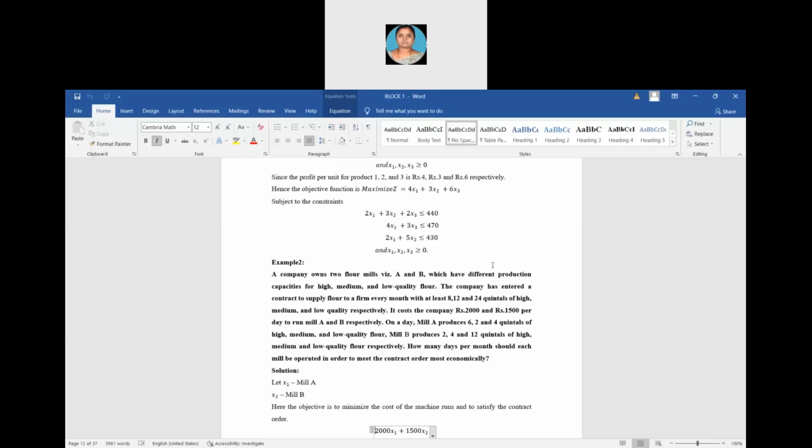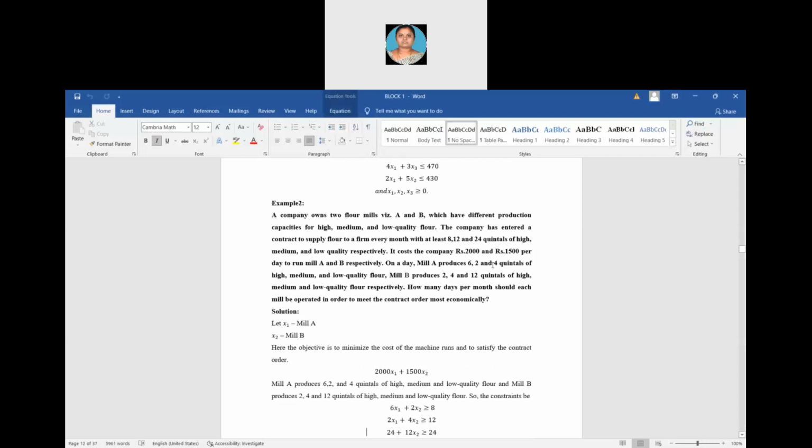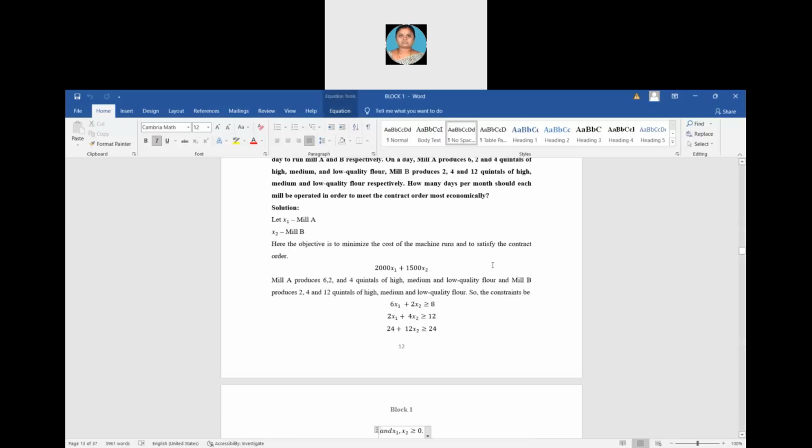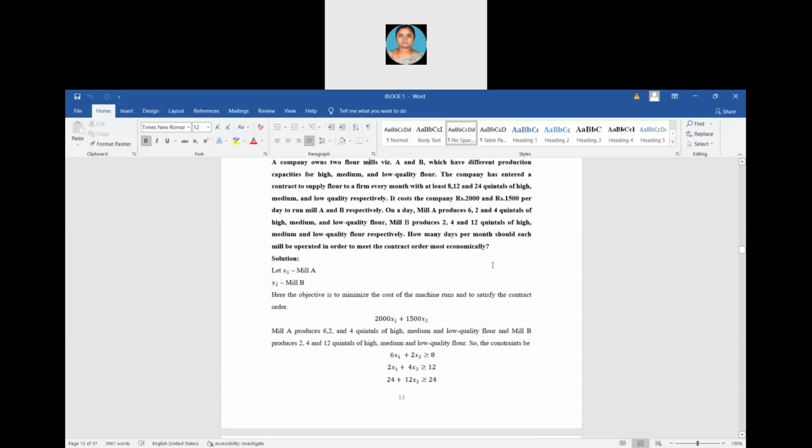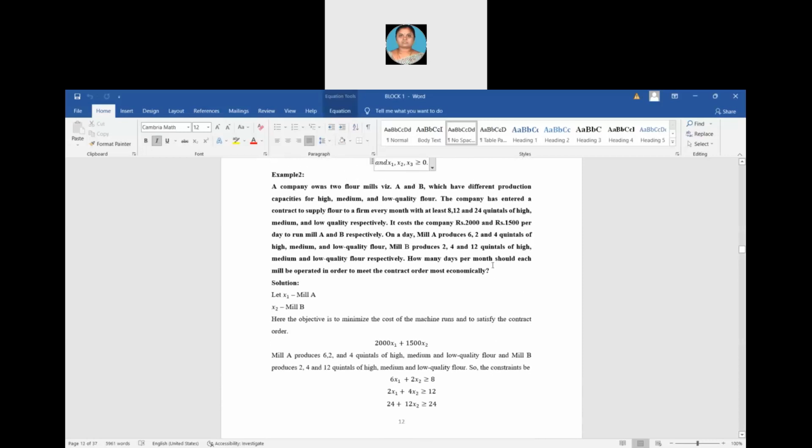And it costs the company rupees 2,000 and 2,500 per day to run mill A and B respectively. So here you come across 2,000 and 1,500. You can keep that as the objective function. That is, the objective function is maximize Z equal to something, that is 2,000 plus 1,500.